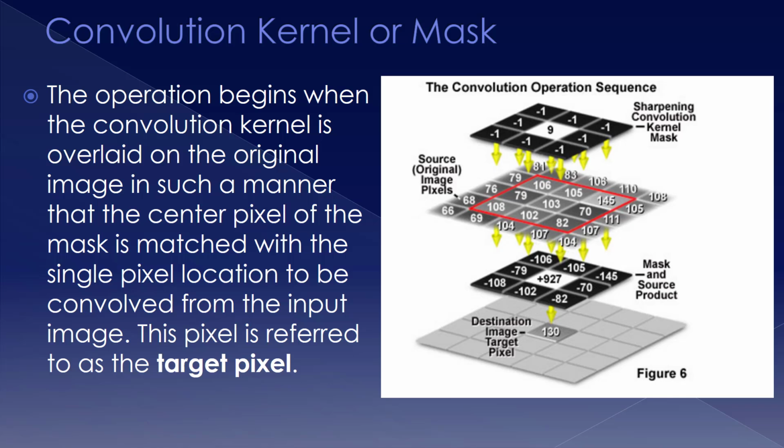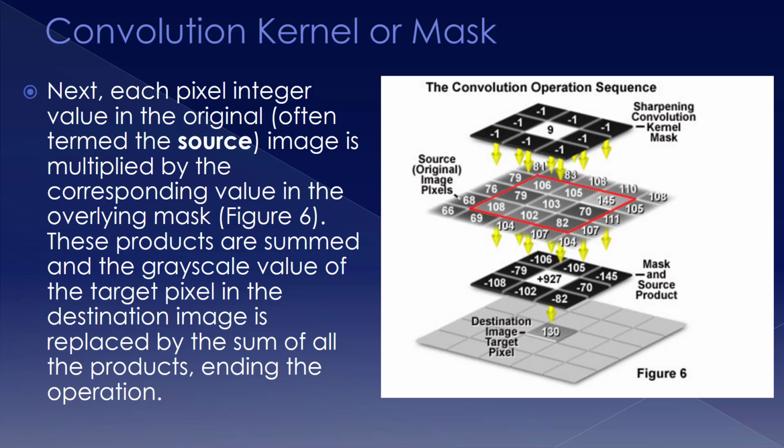So the operation begins when the convolution kernel is overlaid on the original image in such a manner that the center pixel is matched with the single pixel location to be convolved from the input image. The pixel is referred to as the target pixel. Next, each pixel integer value, often termed the source, from the original image is multiplied by the corresponding value in the overlying mask. These products are summed, and the grayscale value of the target pixel in the destination image is replaced by the sum of all the products, ending the operation.